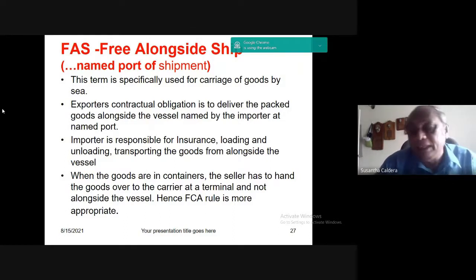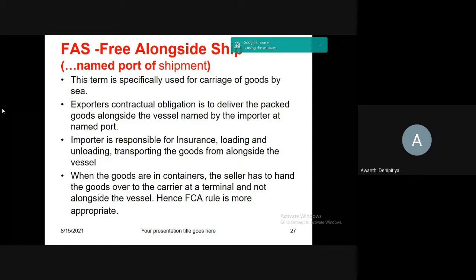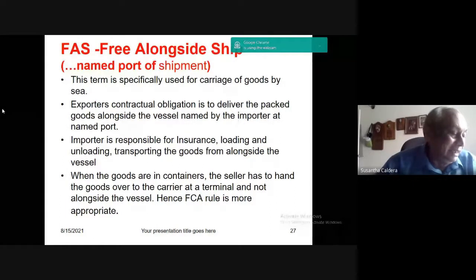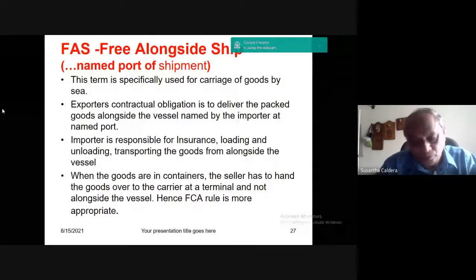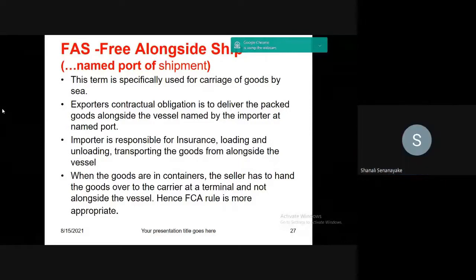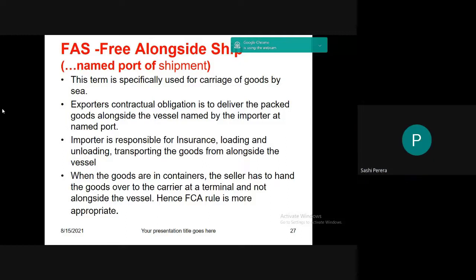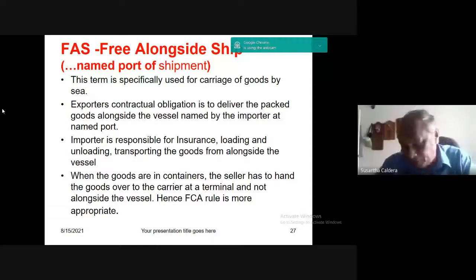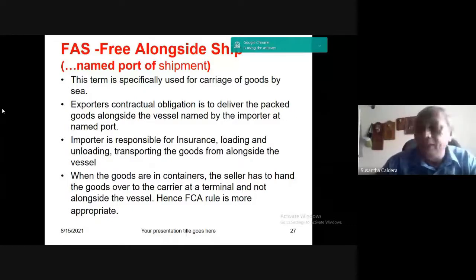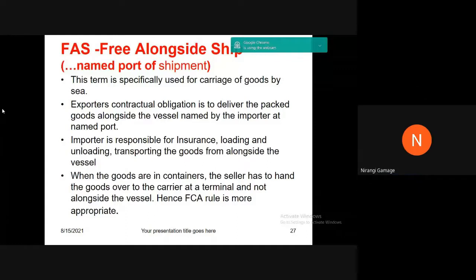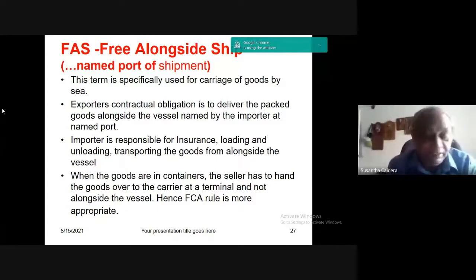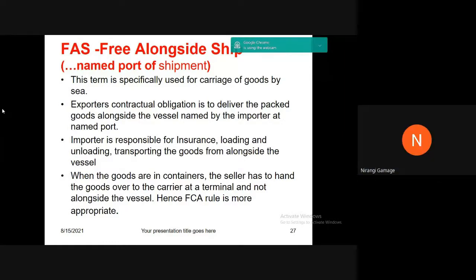Then export clearance, who has to do? Seller has to do. Very good. Then contract for carriage, main carriage: buyer. Loading: buyer. Then insurance: no obligation, but it lies with the buyer. Yes, good answer. Then unloading: buyer. Import clearance: also buyer. Okay.